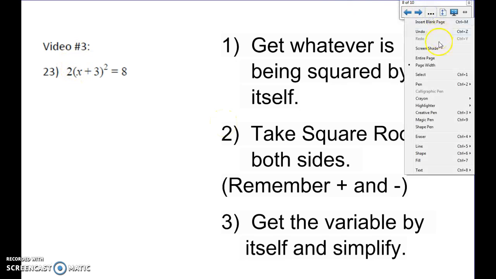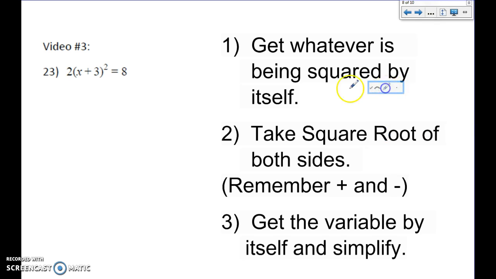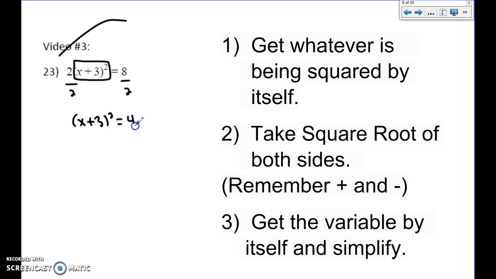Let me get my magical pen to pop up so you guys can actually see what I'm thinking. So let's look at this. There it is working. I want to get whatever's being squared by itself. So x plus 3 is what's being squared, and I want to get that by itself. The 2 is being multiplied, so how do I get rid of a 2 that's being multiplied? I'm going to divide. So I get x plus 3 squared equal to 4.